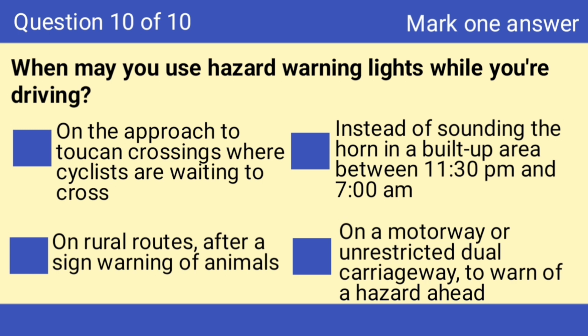When may you use hazard warning lights while you're driving? On the approach to zebra crossings where cyclists are waiting to cross. On rural routes after a sign warning of animals. Instead of sounding the horn in a built-up area between 11:30 p.m. and 7:00 a.m. On a motorway or unrestricted dual carriageway to warn of a hazard ahead.